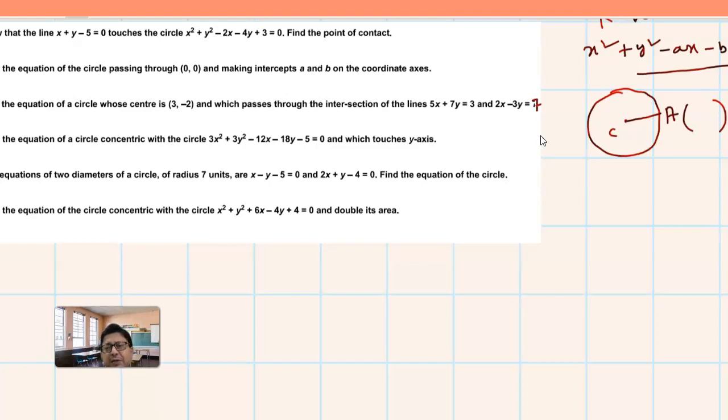The point C is already given. It is 3 comma minus 2. So you know the center. By finding CA, you can get the radius. Then you can find the equation. Let us go for the next one. Number 12.